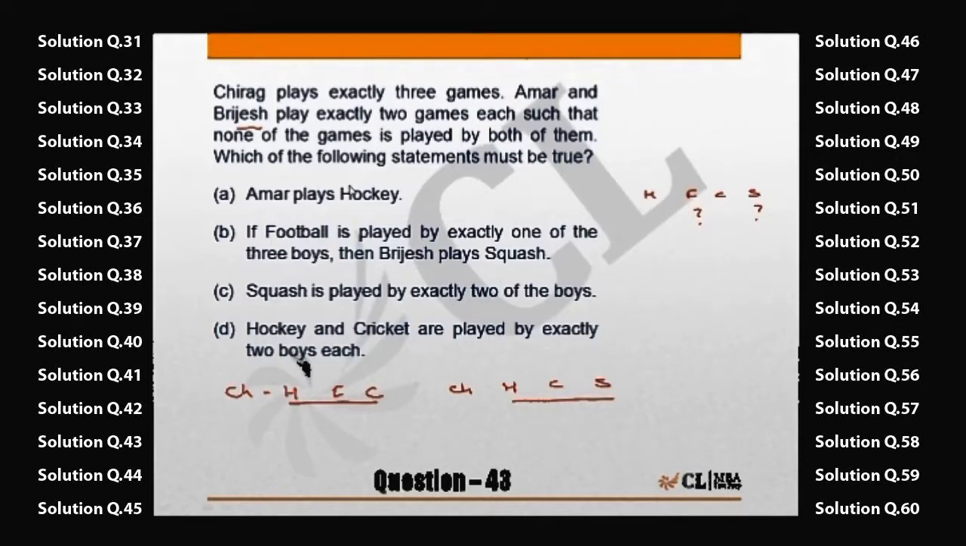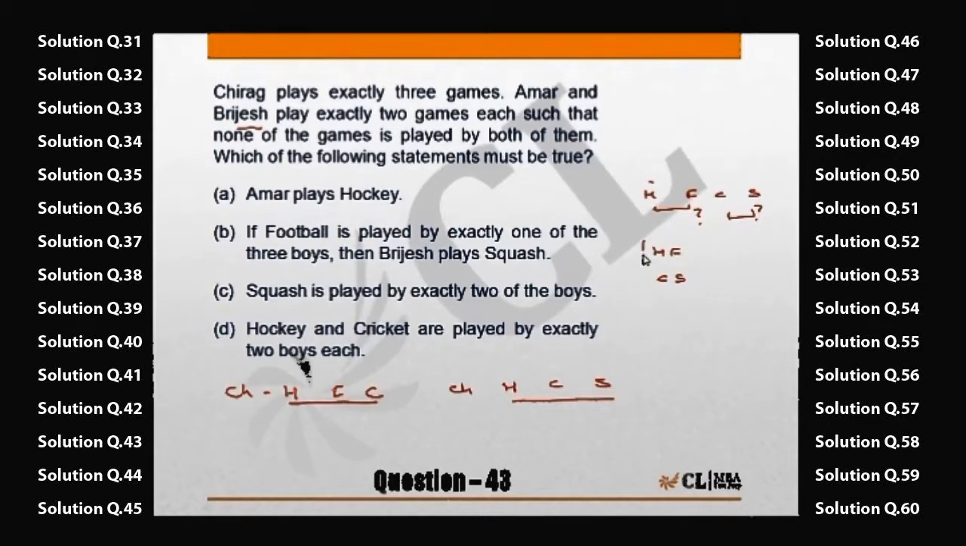we have the other 2 players, Amar and Brijesh, A and B. A and B have to play 2 games each, but nothing in common. So one person could play hockey and football. The other person could be playing cricket and squash. Okay. So these are the 2 combinations.